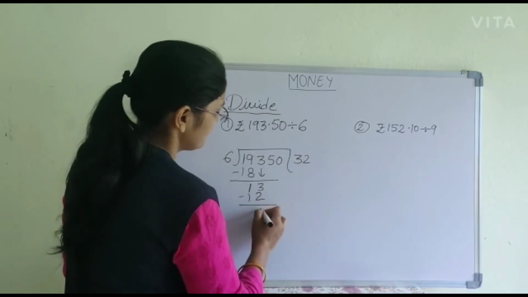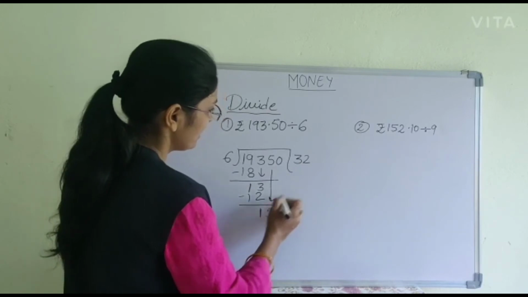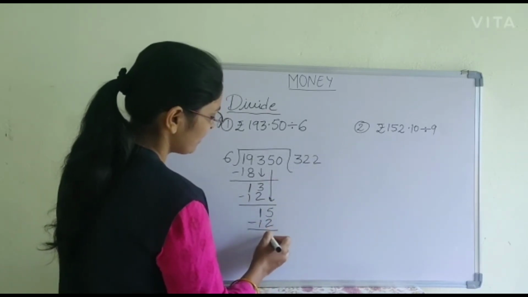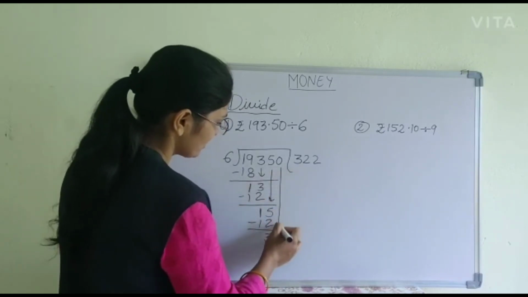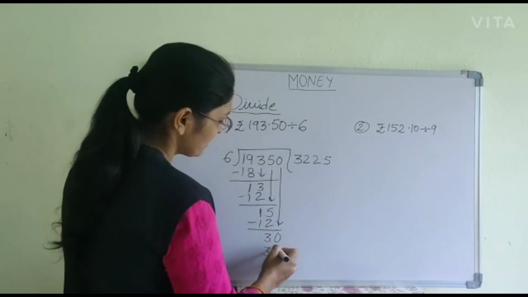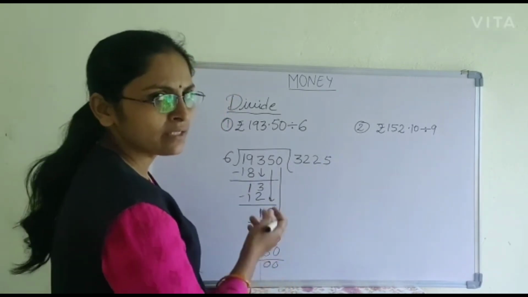Again subtract it. This is 1. Write the next number beside this. Now 15. Again 6 2s are 12. Subtract it. Now what is there? 3. Now this is 0. 30. That is 6 5s are 30. The same method we will follow to put the decimal in this division answers.